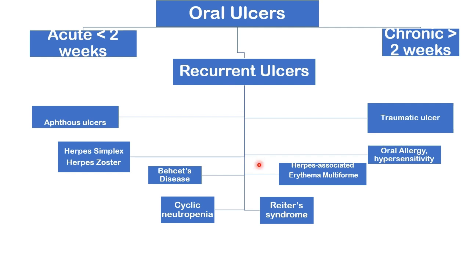The less common groups include Behcet's disease, cyclic neutropenia, the Reiter syndrome that we have been through, and the herpes-associated erythema multiforme.